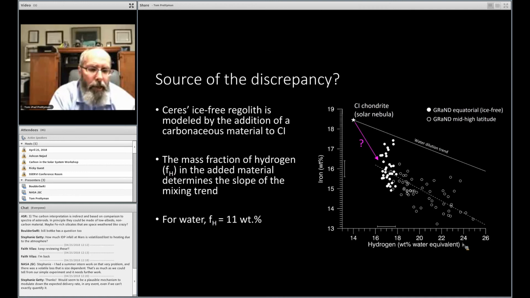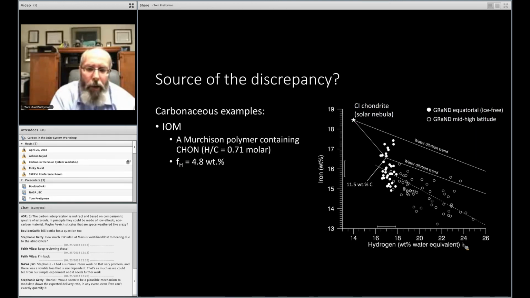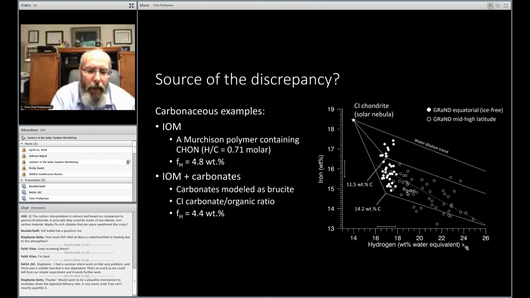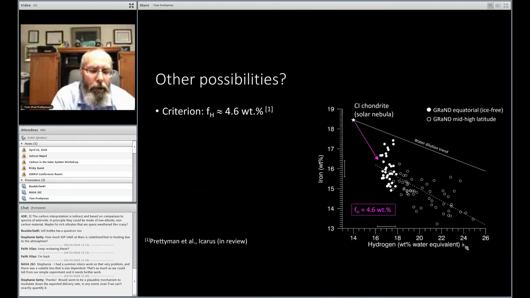So we need something with a little less hydrogen in it. Here's IOM. If we just take a Murchison polymer containing carbon, hydrogen, oxygen, and nitrogen, and add it in to the CIs, we do intersect the data cloud very nicely. If we add carbonates, we can actually bound the data cloud from below. So it's certainly reasonable that you can mix what we believe to be the feed material for Ceres, which would be like the CI chondrites, with some carbon-rich material and match the equatorial data that we see on Ceres.